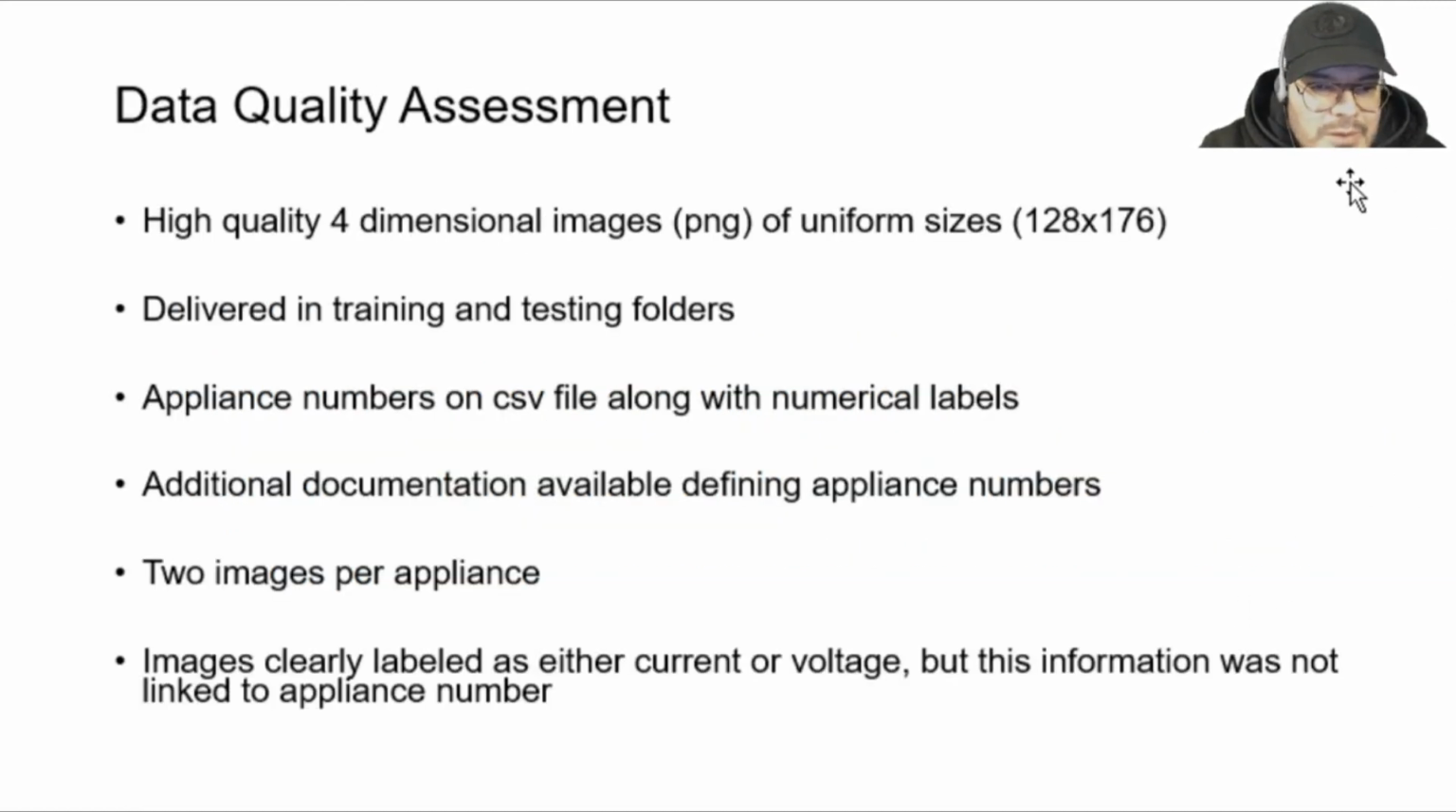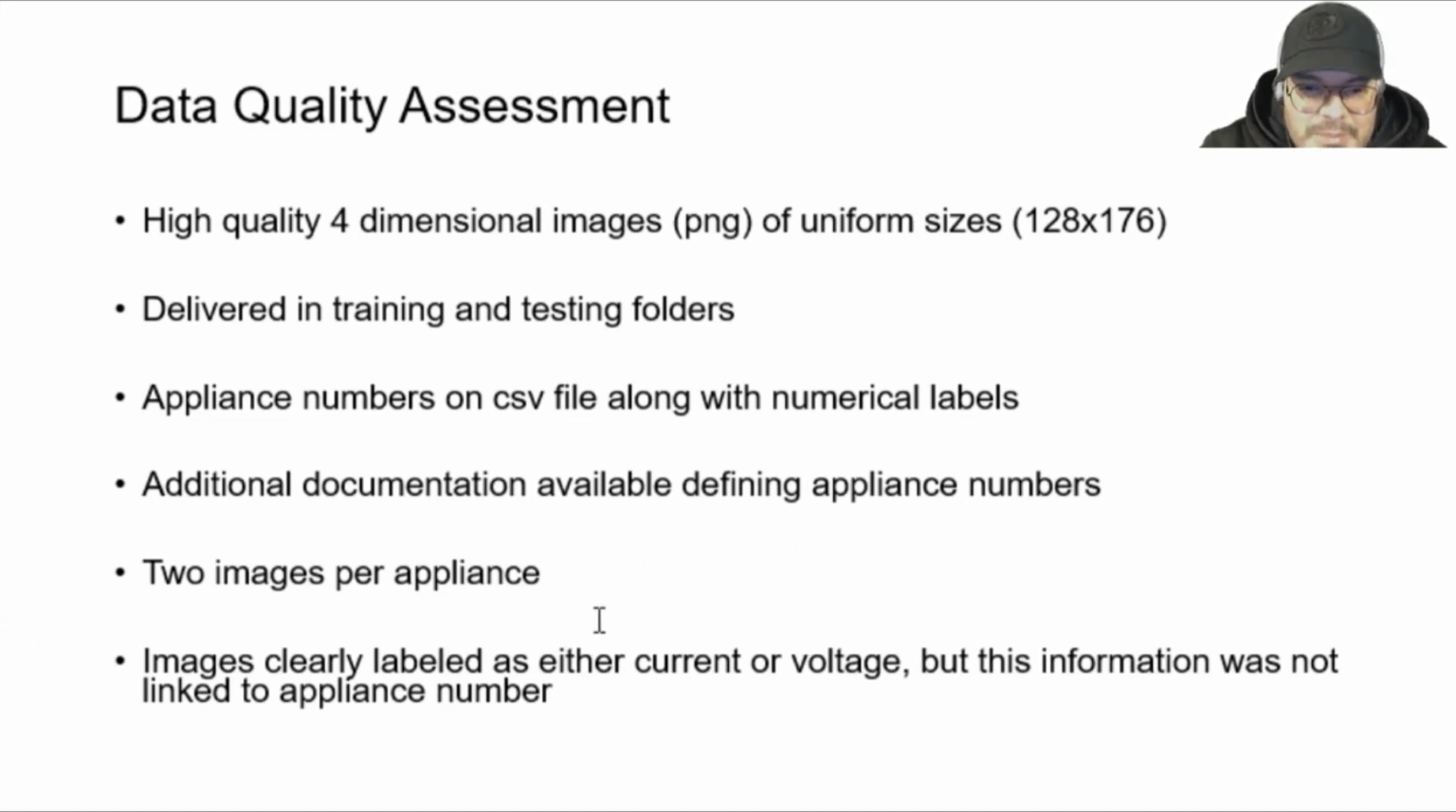And now we move on to data quality. So we have high quality 4-dimensional pings of uniform sizes, 128 times 176, delivered in training and testing folders. And there's also a CSV file in there with appliance numbers, which we'll be able to see what we did with that in order to help classification. Additional documentation also was available defining appliance numbers, which we could use.